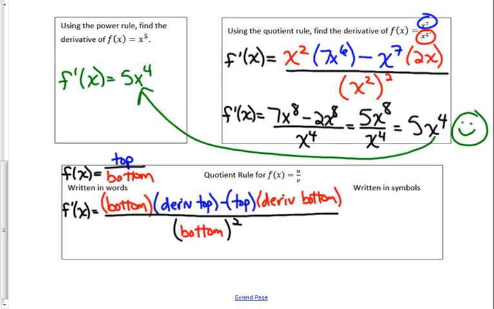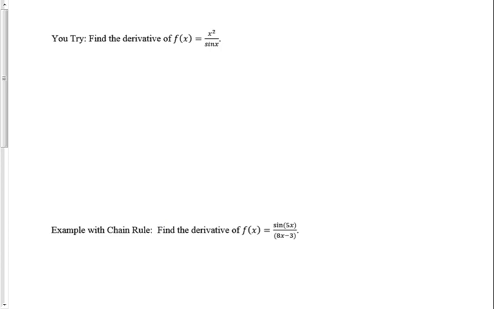And again, written in symbols, we have a u, we have a v. So I have f prime of x is going to be what's on the bottom, which is my v, times the derivative of what's on the top, which is u prime, minus the top times the derivative of the bottom, v prime, all divided by the bottom squared. In this case, that is v squared. Again, we need to memorize this formula and be able to use it for the rest of your calculus career, which I hope is long and prosperous.